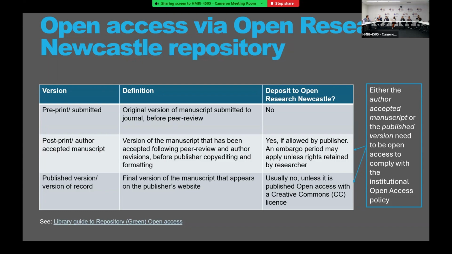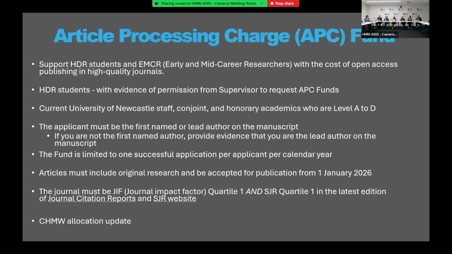Sorry, excuse me, because I'm very new to publishing. There was a comment on the previous slide that said we've heard of the journal impact factor, but also the SJR. What does that mean? The SJR quartile one?